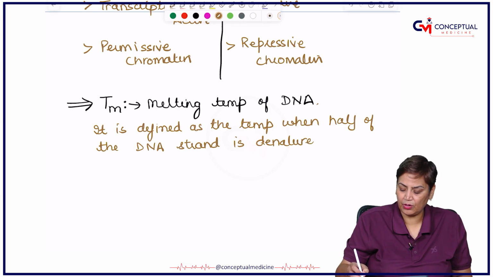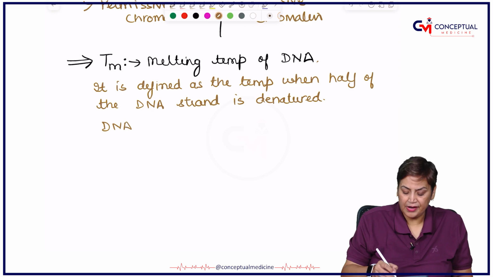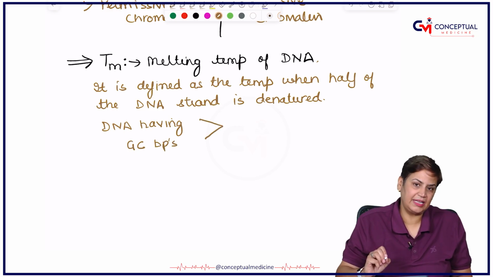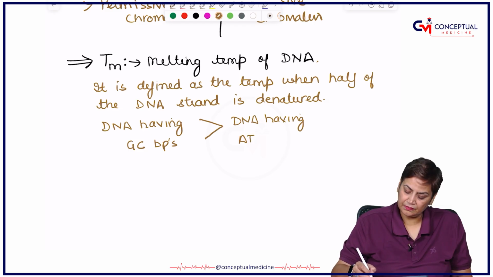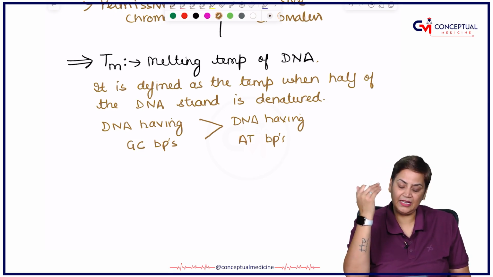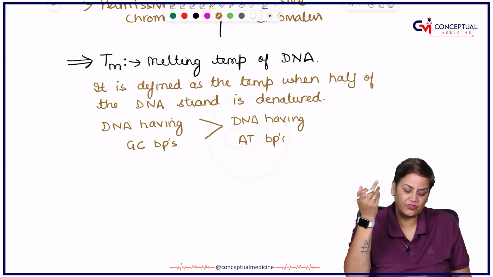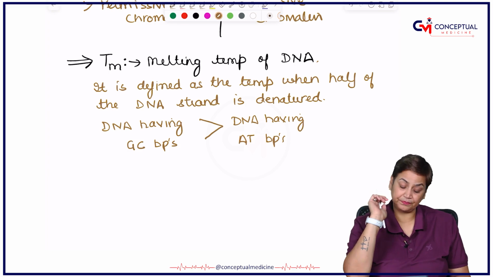Very important. So I can simply say that DNA having GC base pairs has more Tm than DNA having AT base pairs. Very important. So DNA having GC base pairs will have more Tm than DNA having AT base pairs. Why? Because GC has a triple bond, AT has only a double bond. So this is again very, very important.